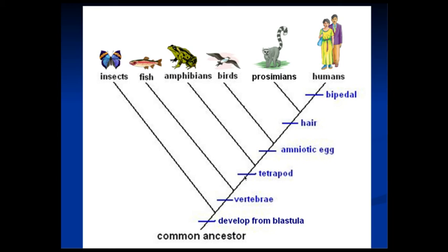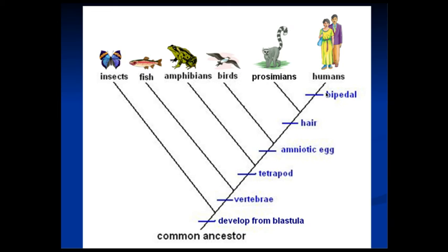We keep moving up. Tetrapod means you have legs, 4 limbs. So the fish have no limbs, neither do insects, but amphibians, birds, primates, and humans all do. Keep moving up, amniotic egg. Amphibians do not have amniotic eggs. Nothing back here does. See this line here? Everything behind this line does not have an amniotic egg. Everything up through here does. So then we have birds. The next characteristic is hair. Birds have feathers, not hair, so they're behind that line. None of these guys back here have hair, but primates and humans do.